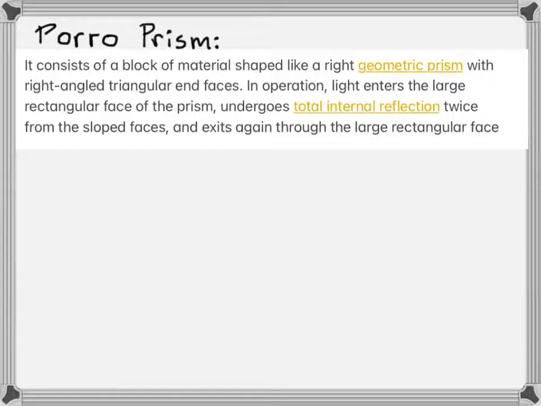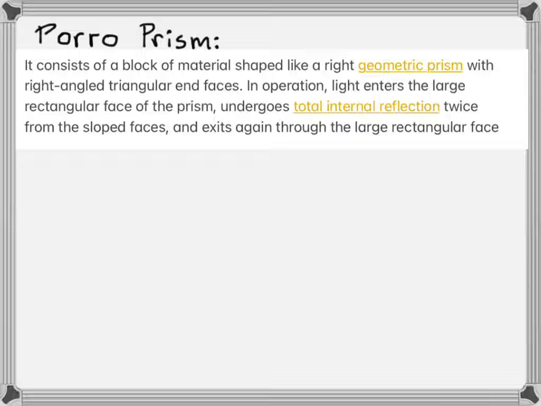Okay, another problem from ray optics. This one is about something I found in Wikipedia called a Porro Prism. So the definition is that it consists of a block of material shaped like a right geometric prism with a right angle, triangular end faces.